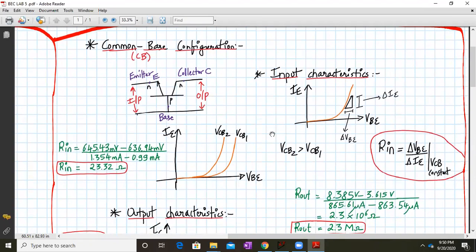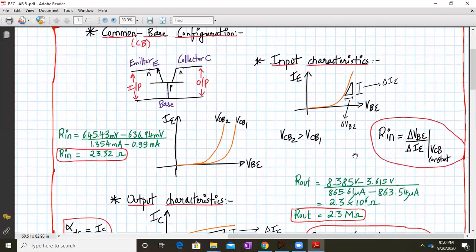If I plot the input characteristics, it is the input current IE versus the input voltage VBE at a constant value of output voltage, that is VCB. So that's what my input characteristics will be. And if I consider different values of VCB, I will get this graph. There will be a distinct difference between the two. Over here, VCB2 will be greater than VCB1.